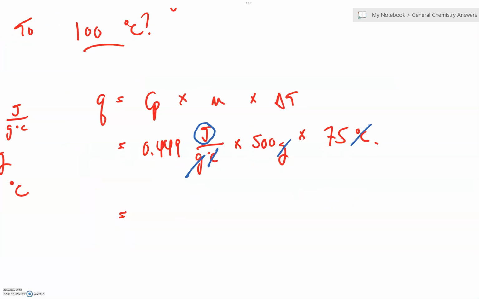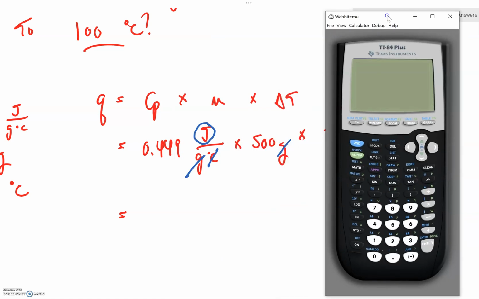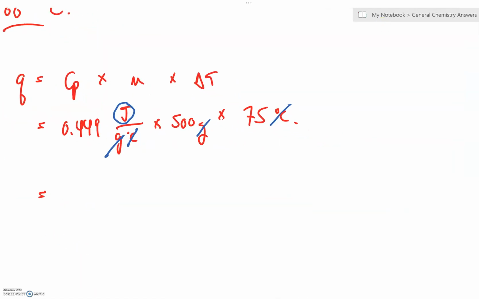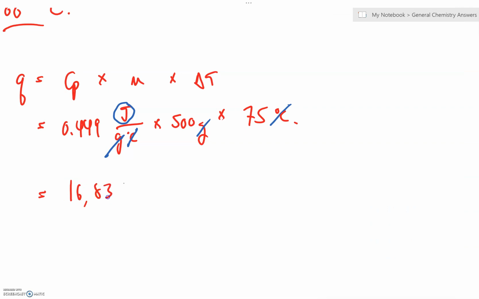So I'm going to bust out my calculator, which I have right here. And let's move this so I can see what I'm doing. And so we have 0.449 joules per gram degrees Celsius times 500 grams times 75 degrees Celsius. Ladies and gentlemen, here is our answer in joules, 16,837.5 joules. That's our answer.